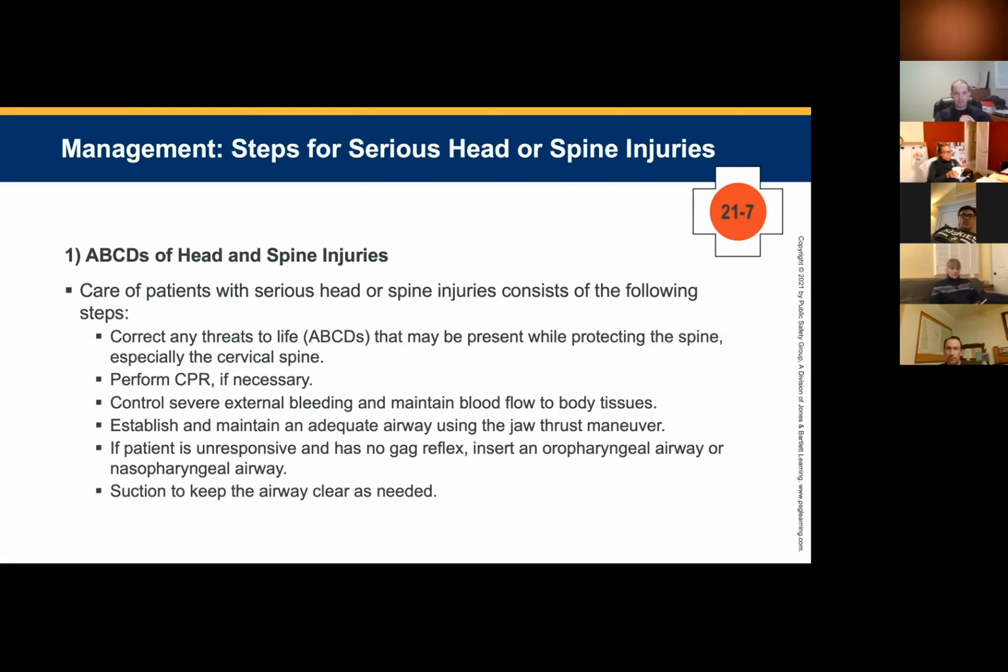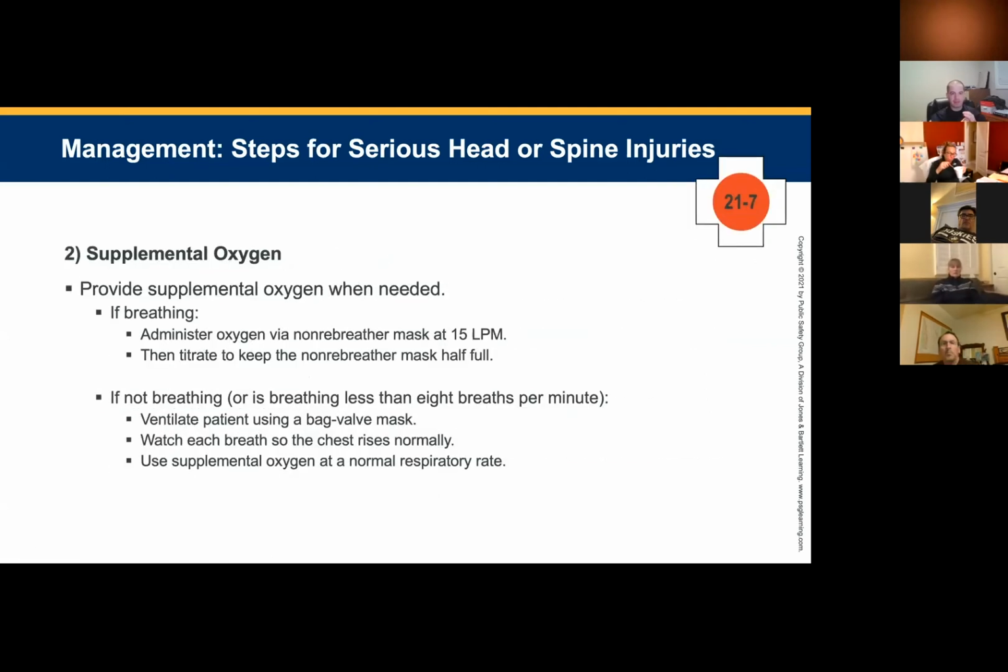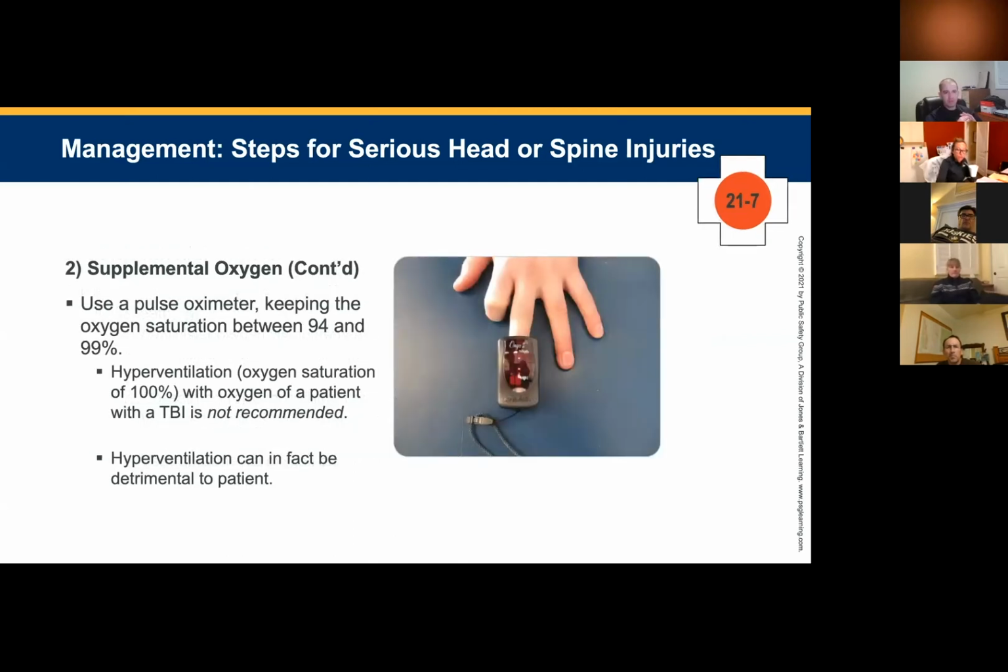We want to establish and maintain an adequate airway using a jaw thrust maneuver. If the patient's unresponsive, has no gag reflex, we want to insert an OPA or NPA, and we want to suction to keep the airway clear as needed. We also want to provide supplemental oxygen. If breathing, put them on a non-rebreather. If they're not breathing, use a bag valve mask. We want to monitor supplemental oxygen, making sure we're keeping a pulse oximetry between 94 and 99%.